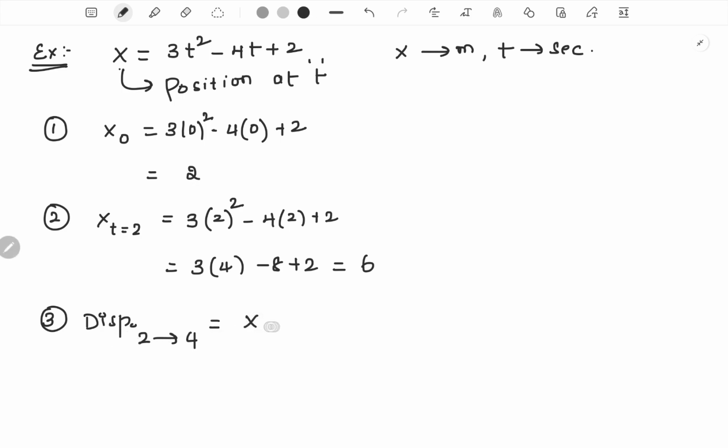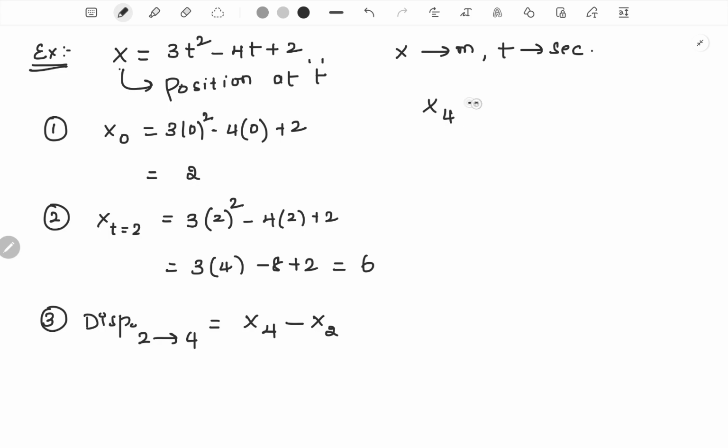the first thing we need to find is the position of the particle at t is equal to 4, and we also need to calculate the position of the particle at t is equal to 2. We have already calculated the position at t is equal to 2. Let's calculate the position at t is equal to 4.